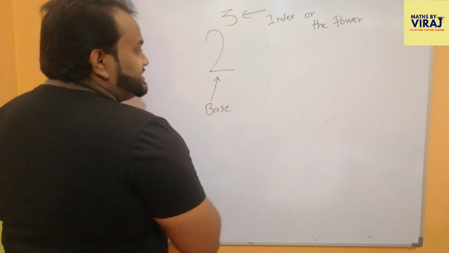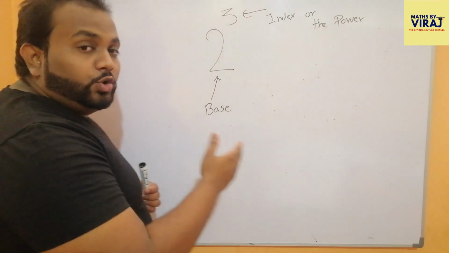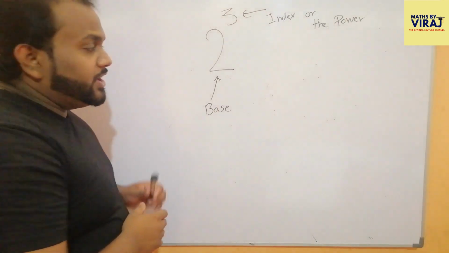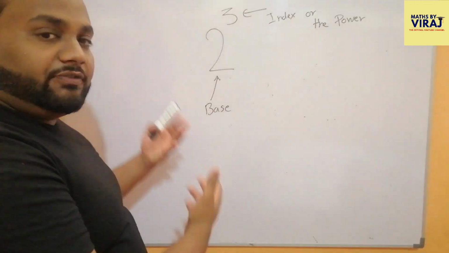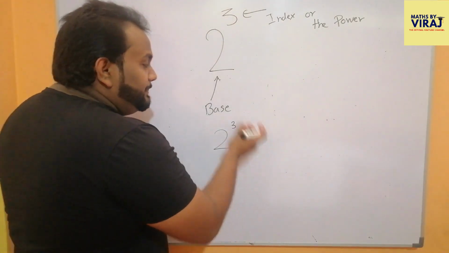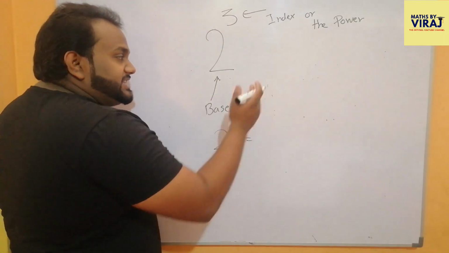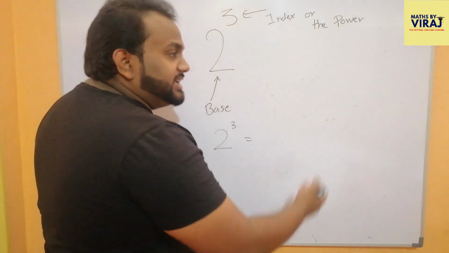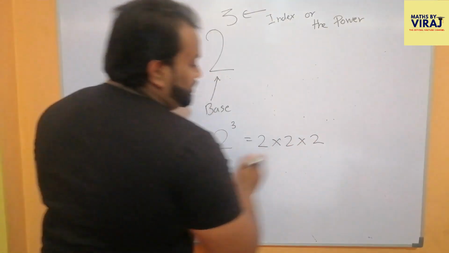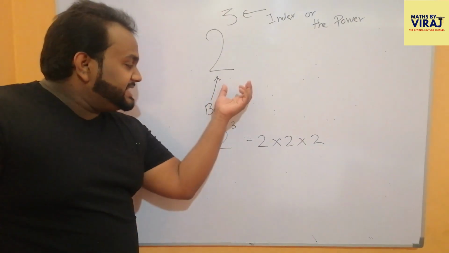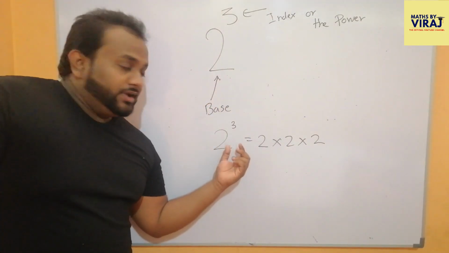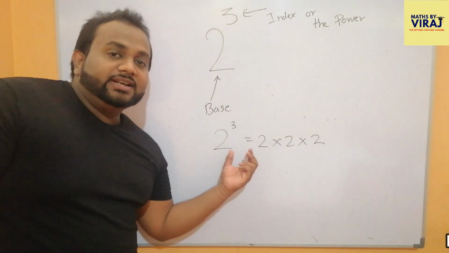So how do we say this? We say this as 2 to the power 3. So what mathematical value can we get from this? Yes, 2 to the power 3 is when the base, that is 2, is being repeatedly multiplied by itself 3 times. 2 into 2 into 2. As you can see, the base is 2 and the power or the index is 3. Therefore, we say this as 2 to the power 3.